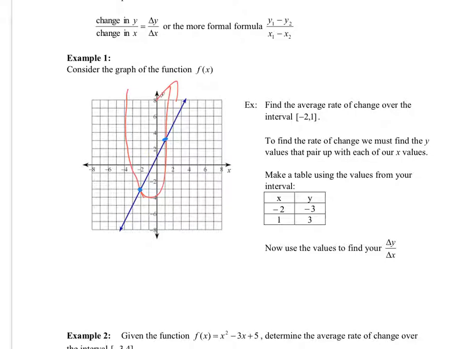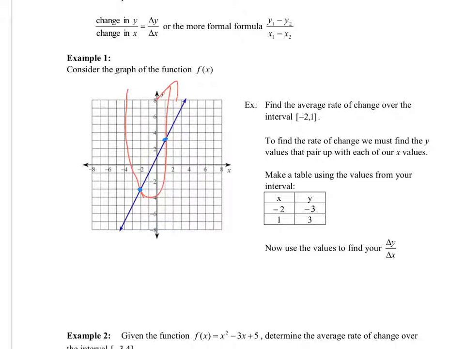So we're going to jump into example 1. We're going to find the average rate of change over the interval from -2 to 1. So at -2, here we are on both the red and the blue graph. At 1, here we are up here on both the red or the blue graph. Doesn't really matter. It's the same average rate of change for both those graphs between those 2 points.